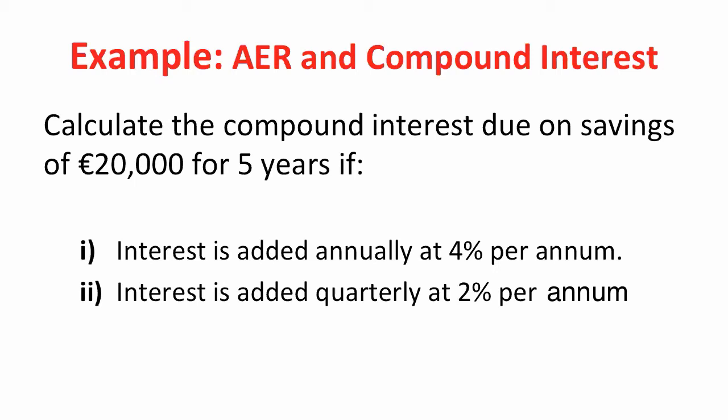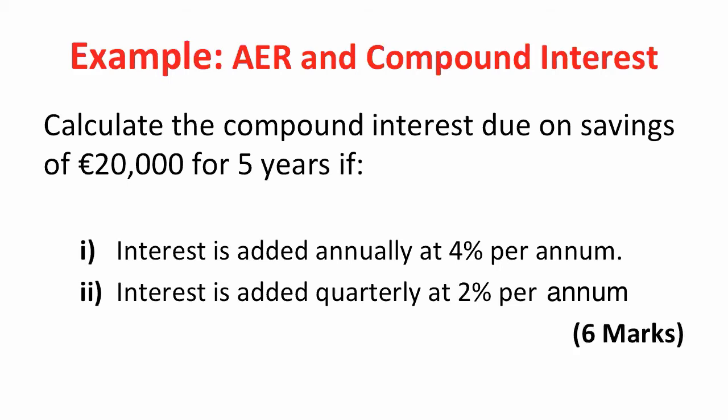So let's just go back to part 1 first, okay? Let's do that, and then we'll move on to part 2. Because we know we don't have to get the real rate of interest, as 4% will also be the real rate because it's only being paid once a year, we can go straight into finding out what the compound interest is on your savings of 20,000 for a 5-year period.